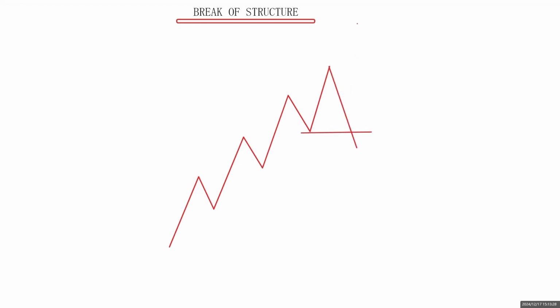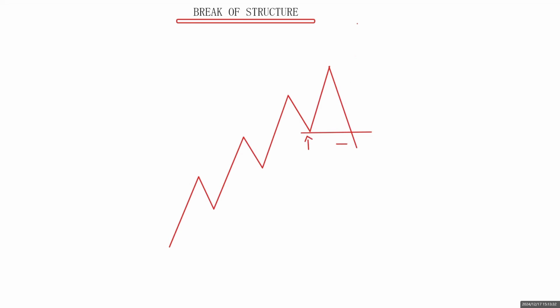Okay, so what do we mean by a break of structure? For example, we see price make bullish structures like this, and price now decides to go ahead, and instead of continuously making higher lows and higher highs just as it has been doing, price now decides to what? To break the last higher low in this case. Okay, this is the last higher low right here.